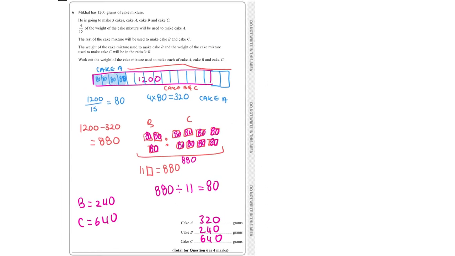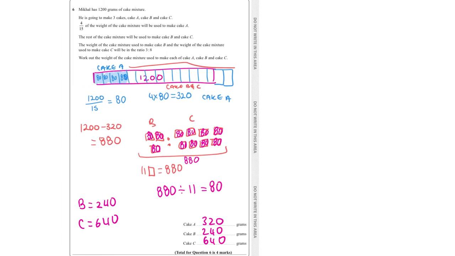Now what should I do as a clever mathematician to check that I'm right? How many grams did he have altogether? So let's check. Does 320 plus 240 plus 640 equal 1,200? I need to check that's what it equals, doesn't it? So 560. Yes, 1,160. Yes, it does. I know I'm right. I can move on to the next question. Well done.